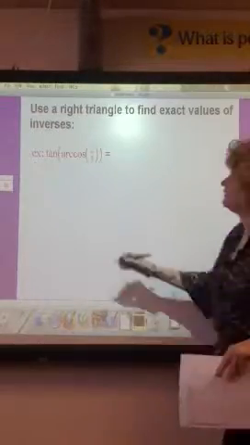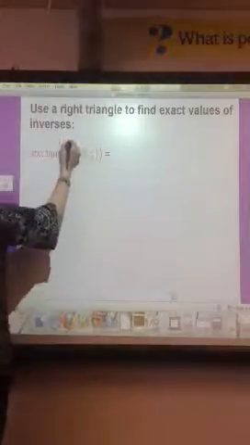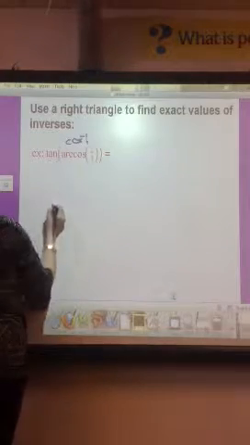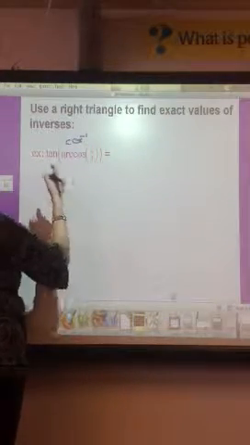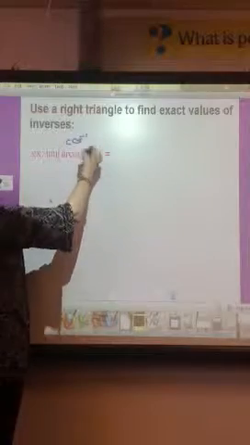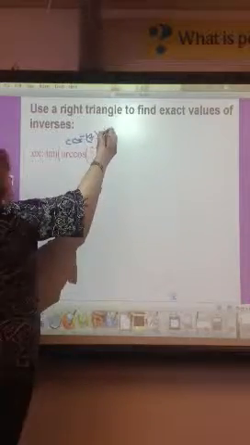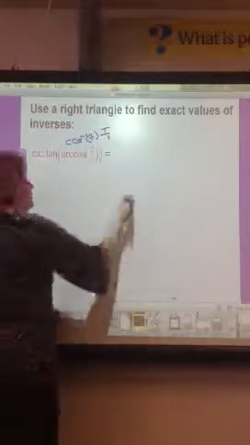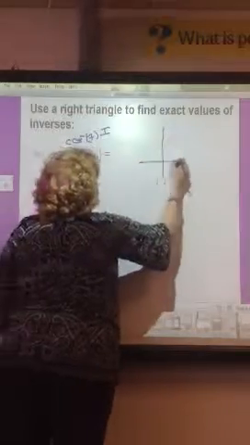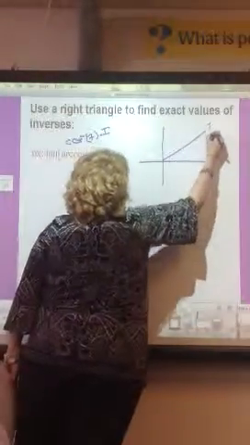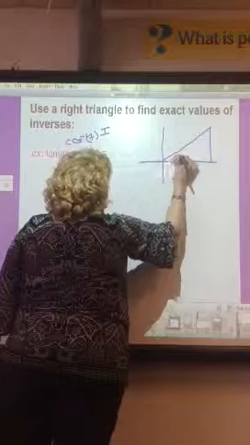So the first thing you have to do is figure out what quadrant you're landing in. Now, since this is a cosine inverse, and cosine inverse is restricted to quadrants 1 and 4, since this is positive, we know we're in quadrant number 1. So we can go ahead and draw ourselves a triangle in quadrant number 1. Remember doing this? Put our little theta in.